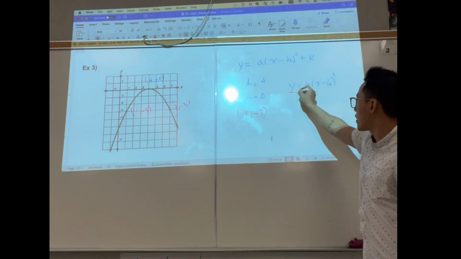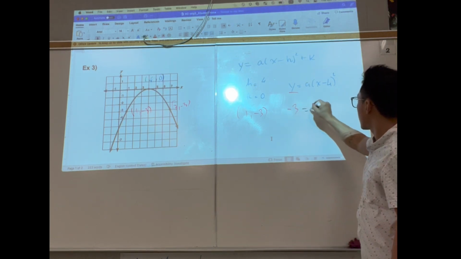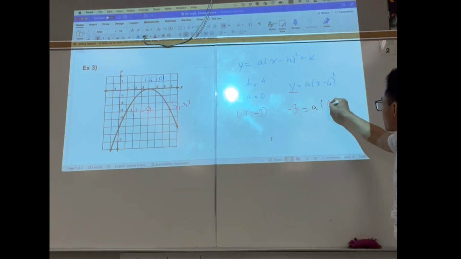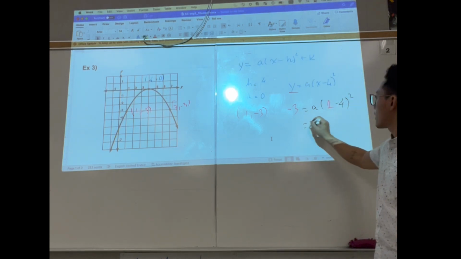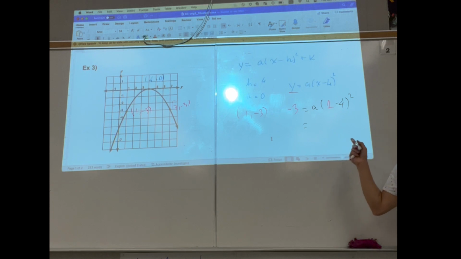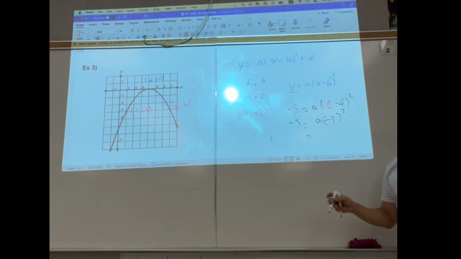Now plug it in. Whenever I see y, I replace it by -3. A times 1 minus 4, squared. What is 1 minus 4? Negative 3. What is -3 squared? 9. What do you do next?